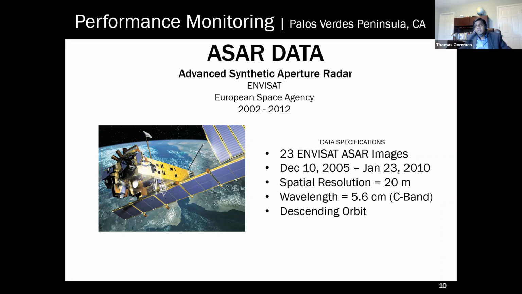So if you remember, if the wavelength is 5.6 centimeters, the maximum deformation that you can measure is 2.8 centimeters. So hopefully you caught that. And these satellites have descending orbit and ascending orbit. In this case, we are using descending orbit images. When you do this processing, you have to use the same orbit direction. You can either use all descending images or all ascending images.